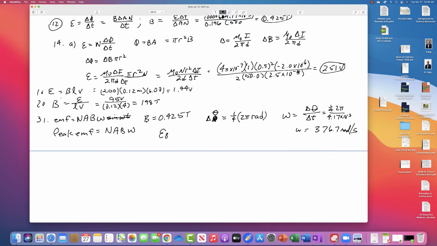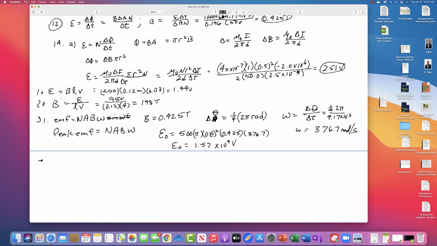Now we can calculate the peak, which is going to equal NAB omega, N being 500, area is pi r squared, pi times 0.5 squared, and B from the previous problem was 0.425, and then omega is 376.7 radians per second. If you calculate all of this, the peak EMF is 1.57 times 10 to the 4th volts. Part of that is because this is moving very fast. This many radians per second is flying, and it's a decent magnetic field.